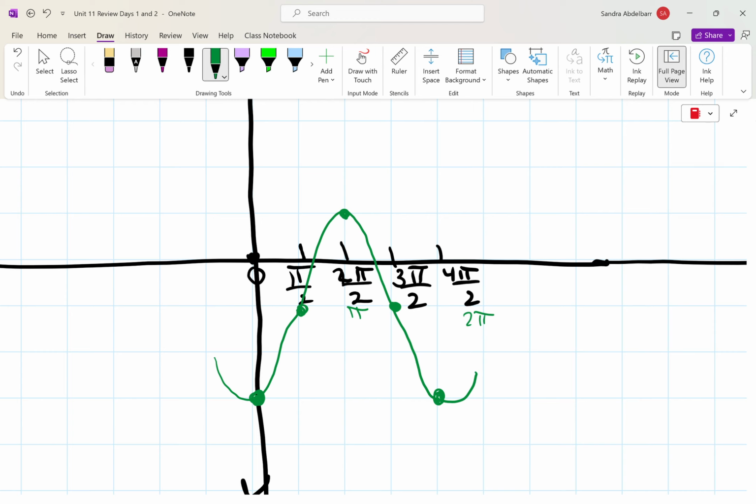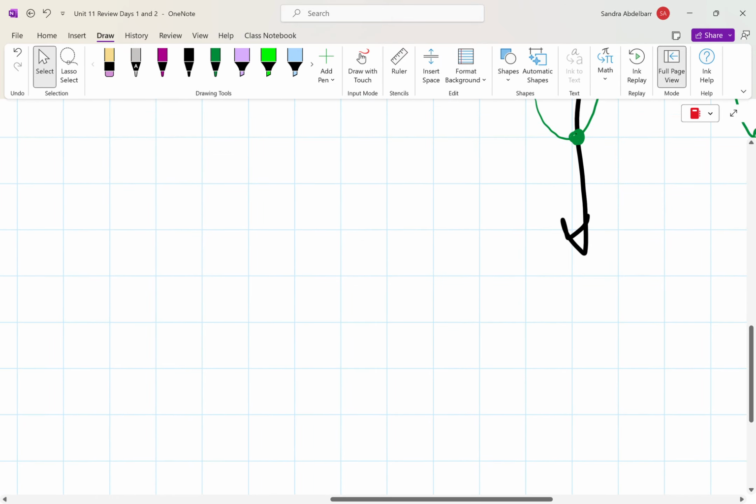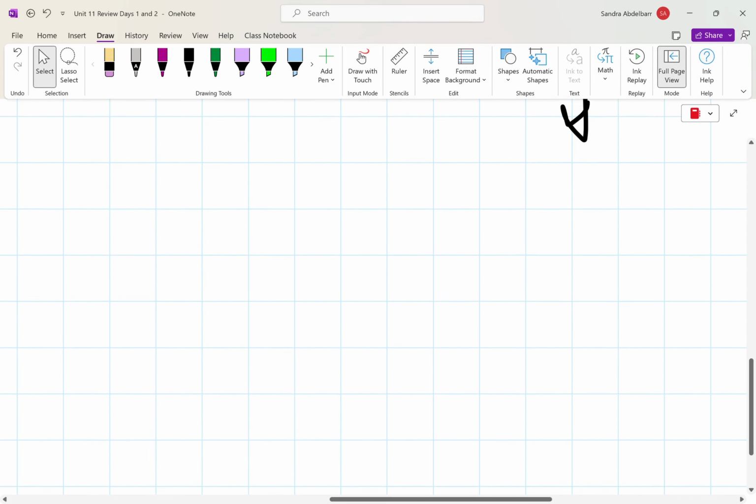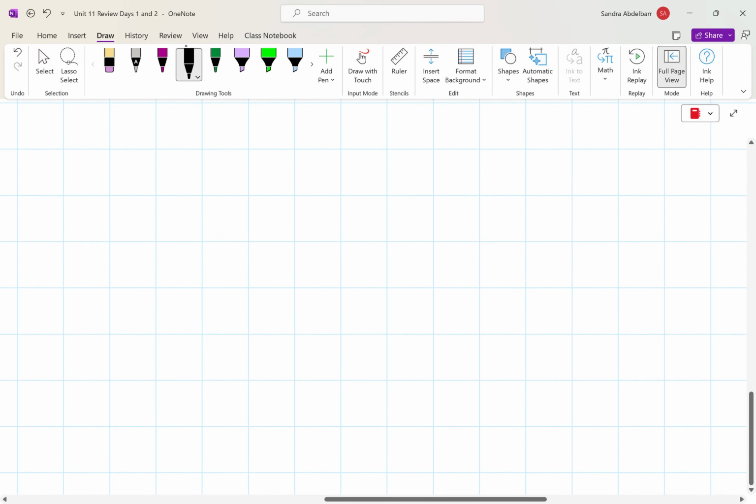Do you guys want to try one more of these, or do we want to try one where it's a little bit more complicated, where I have the parentheses and the pi and all that? Complicated? Okay. This is number 4 from your review sheet.